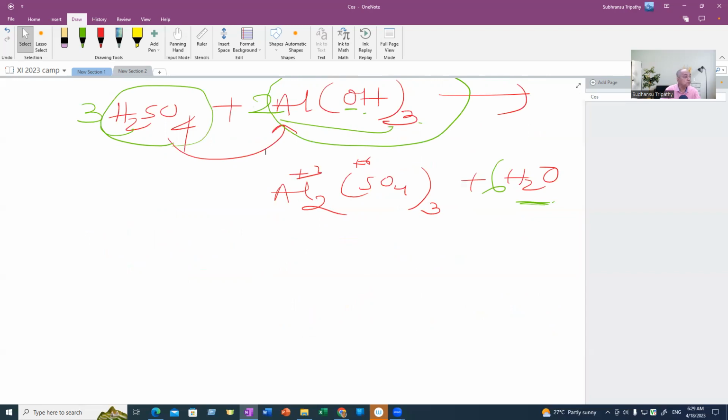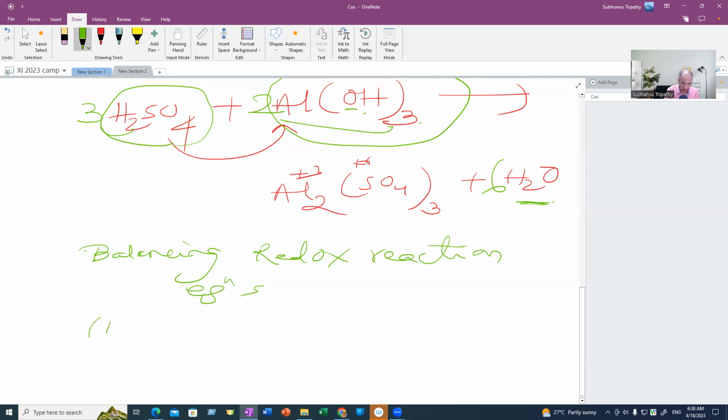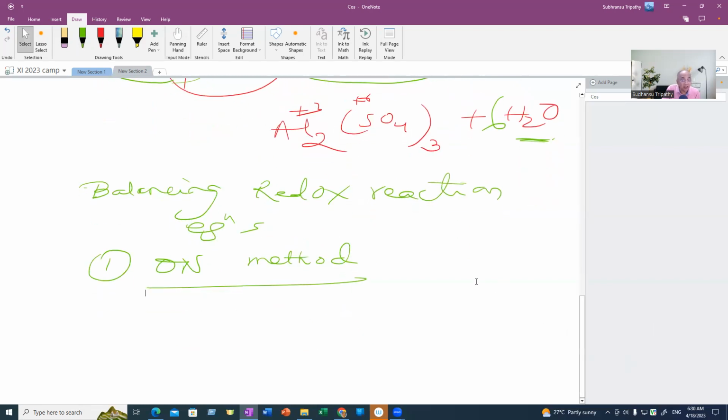Now, coming to the balancing techniques for redox reaction equations, the best technique is the ON method, the oxidation number method. This is applied only for redox reactions, and I'll give you a lot of practice questions to find which one is oxidized and which one is reduced.